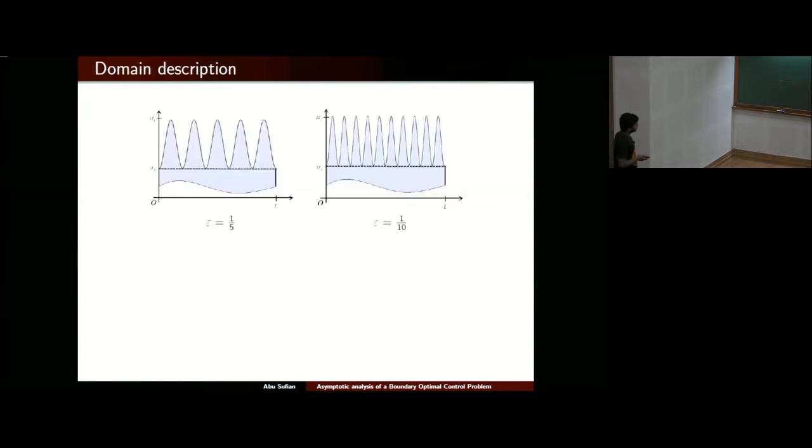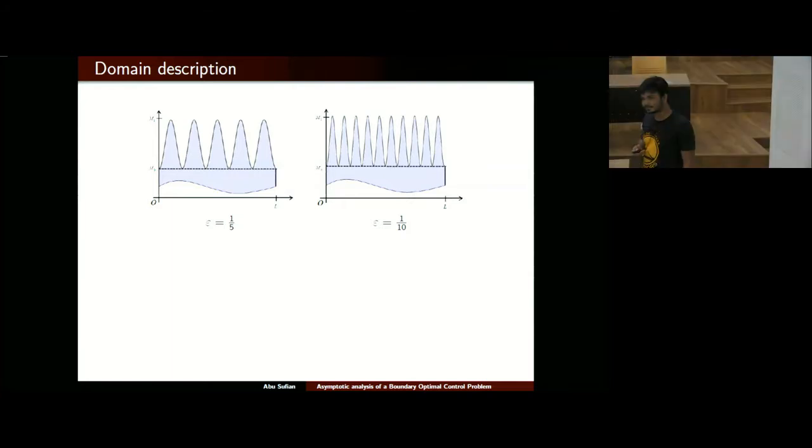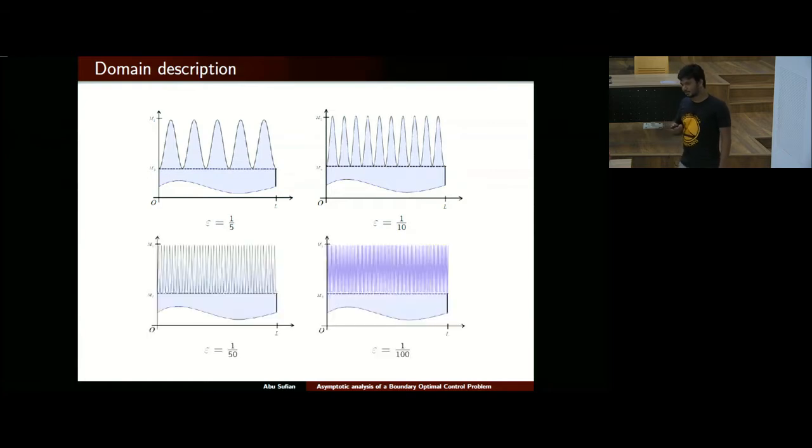First we'll see what an oscillating domain is. An oscillating domain has two parts: one is the fixed part, and the other is the oscillating part. The oscillating part depends on the parameter epsilon. Here you will see that for epsilon equal to 1/5, we have 5 such pillars. When epsilon decreases, the number of pillars increases and their width becomes smaller and smaller according to epsilon. When epsilon is very, very small, it looks like the upper part will be filled by these pillars.